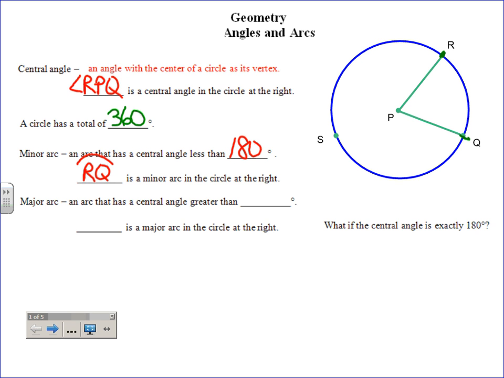Well, if a minor arc is less than 180, a major arc is probably greater than 180. Do we happen to have one of those drawn in the picture?